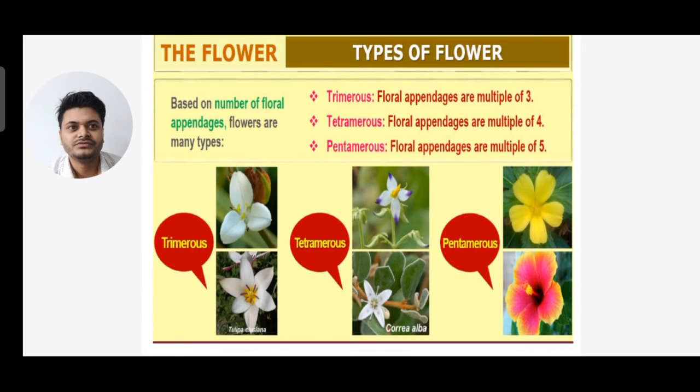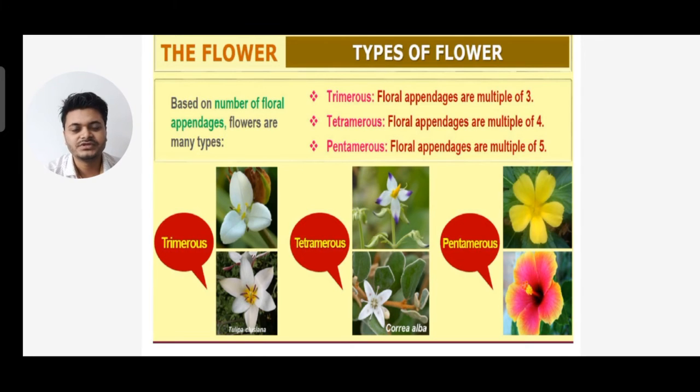Now moving to types of flower based on the number of floral appendages. Flowers are of many types based on the number of floral appendages. One is trimerous, tetramerous and pentamerous. What is trimerous? When the floral appendages are multiples of 3, it is called trimerous. When they are multiples of 4, tetramerous. When they are multiples of 5, they are called pentamerous.